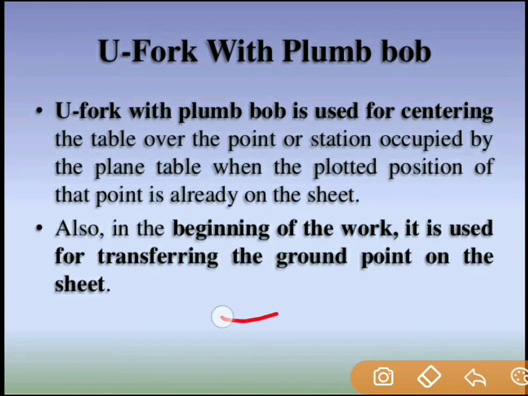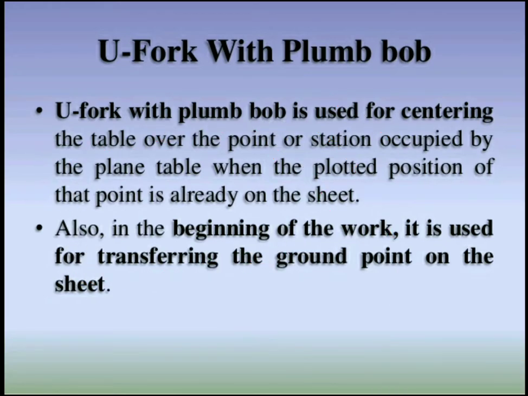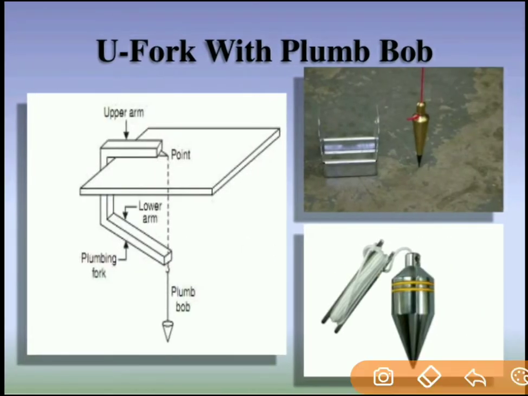So here we have a center, right? If we want to transfer this point to the paper, we are using the U fork with plumb bob. Look here, this is the U fork with plumb bob, right? This is the plumb bob. Here the U fork is in a U shape, right? Look here, we have a point, for example. So the point is transferred to the ground, right?